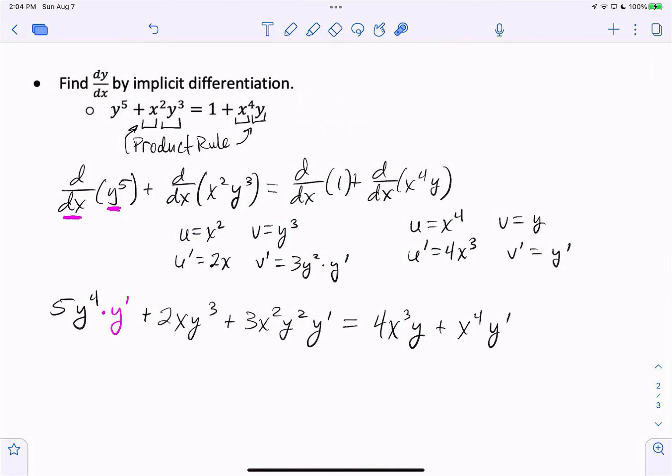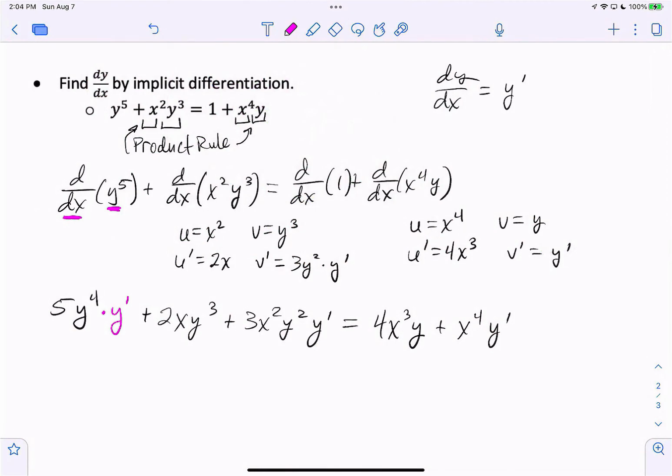Now look, I'm going to point something out. We were told to find dy dx. dy dx is Leibniz notation for what Newton would have said is y prime. I personally don't care if you write these all as y prime or dy dx. It makes no difference to me. As far as I'm concerned, it's exactly the same thing.